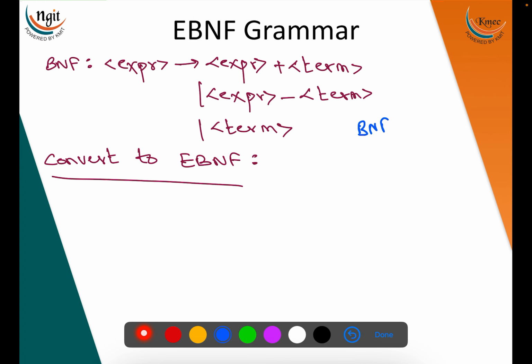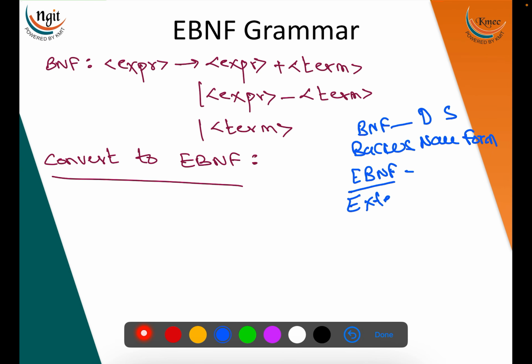BNF basically stands for Backus Naur Form. The grammar which has complete rules is what we call Backus Naur Form, and the main purpose of BNF is to describe the syntax. This we already discussed, and EBNF also we finished in the last video. EBNF stands for Extended Backus Naur Form. Generally, the extensions do not enhance the descriptive power of BNF. They only increase its readability and writability.